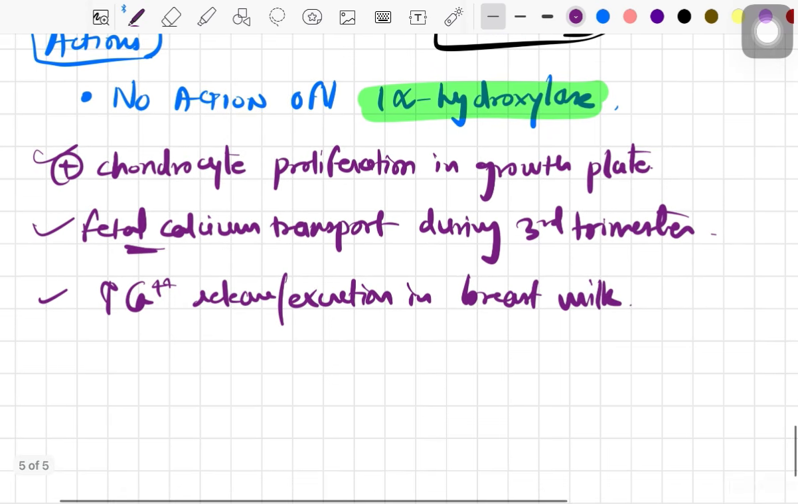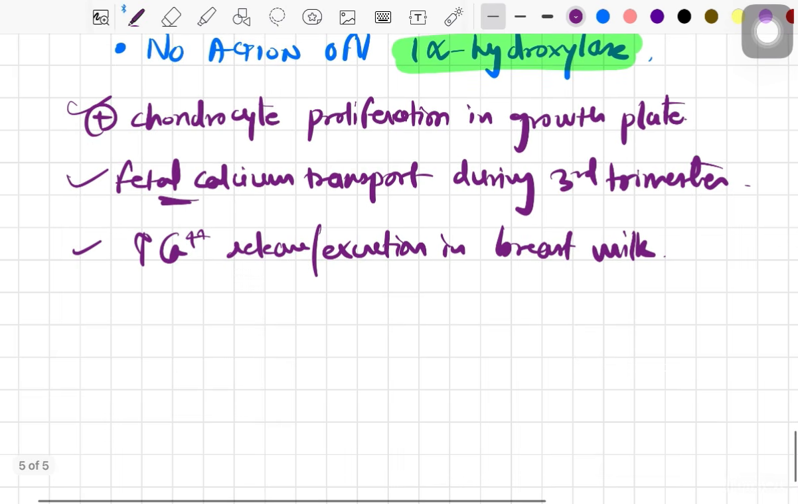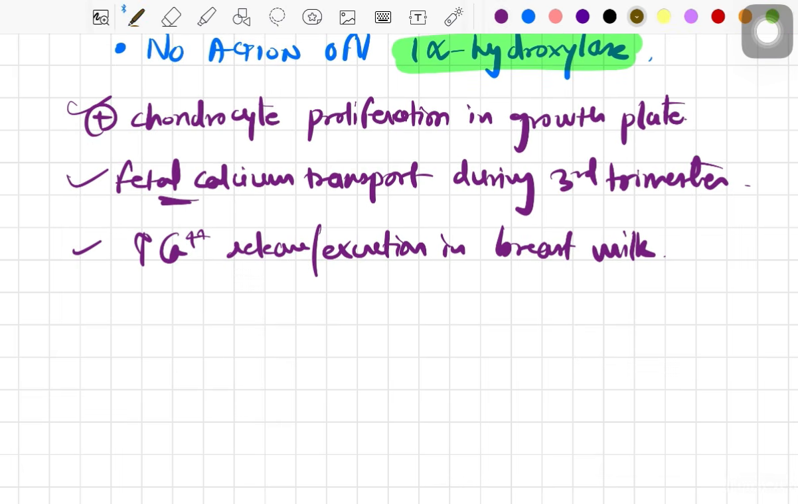So these are the major actions of parathyroid related hormone, and it is also responsible for HHM, that is humoral hypercalcemia of malignancy. So this is mediated by parathyroid related peptide. The malignant tumors release the hormone PTHrP, and that causes hypercalcemia.